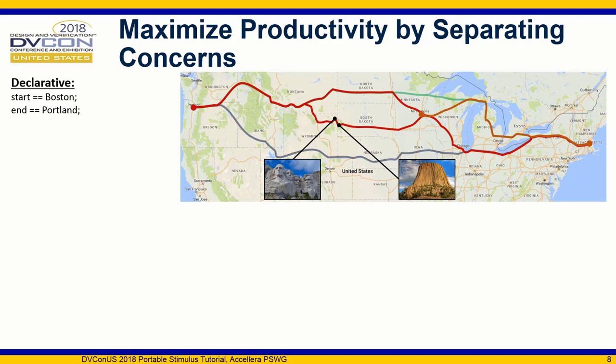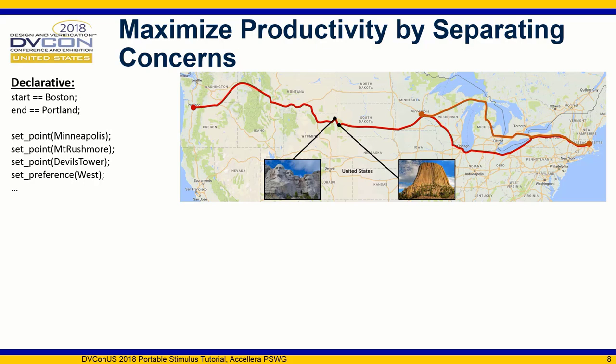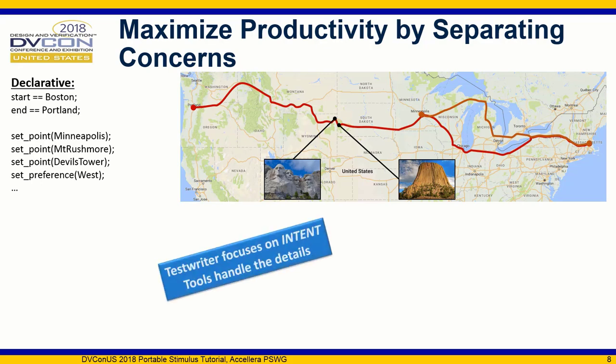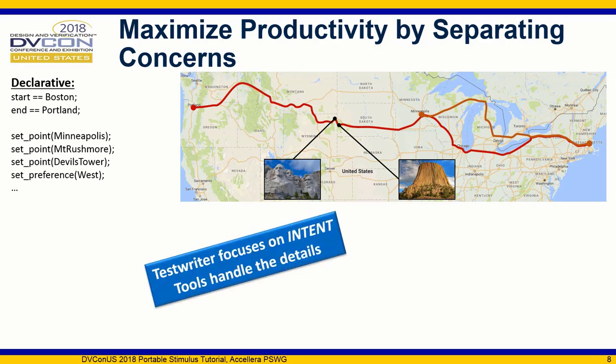Maybe when I'm coming back, I want to do a different set of things, whatever, right? But I still want to be able to go to Mount Rushmore and the Devil's Tower. So I want to set a few system level constraints that say I want to go here, here, and here. I want to mostly go west. I don't want to backtrack. So now I have declared what it is I want to do, and I let the tool figure out how I'm going to get there. This is declarative programming. This is not procedural programming. You specify your intent and you let the tool do the work. This is what we're trying to do with portable stimulus.